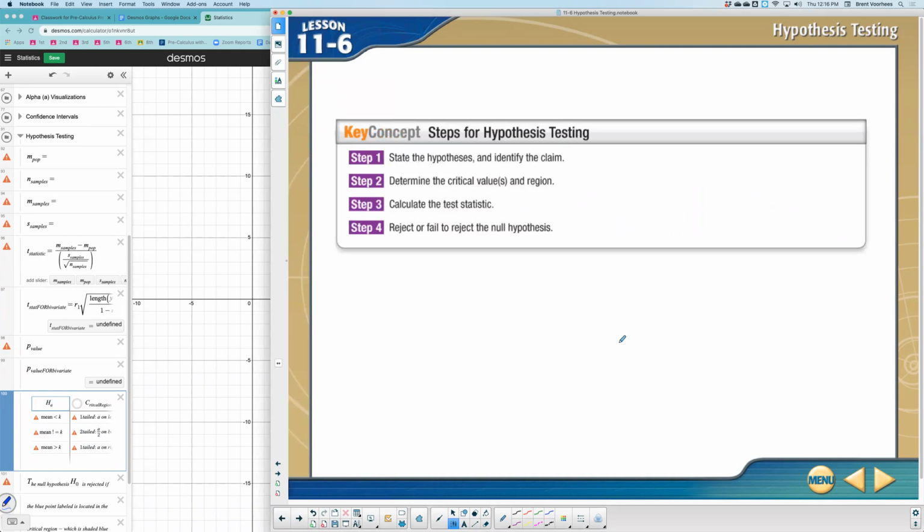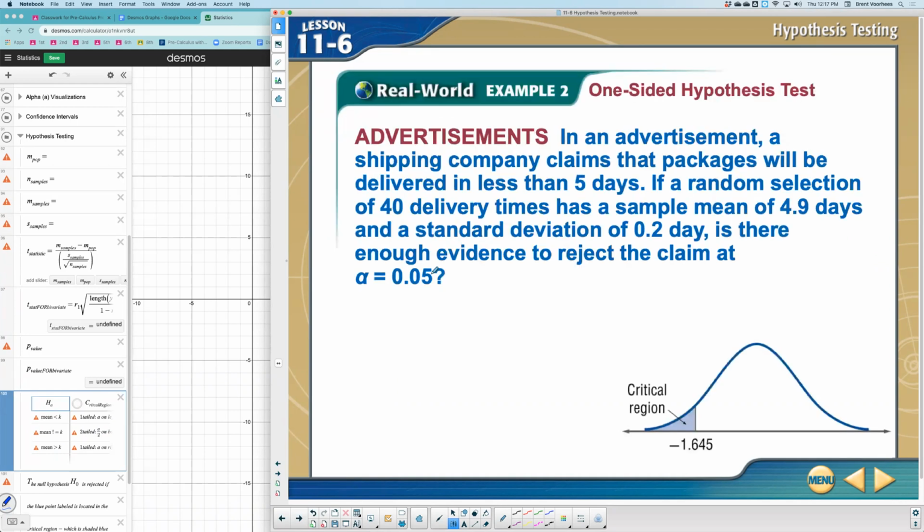All right, let's solve some of these problems. Here are some tests we've done on example 1, step 1, and now we'll come up with the other 3 steps as we go. It says, in an advertisement, a shipping company claims that packages will be delivered in less than 5 days. Let's first start with our hypotheses. The null hypothesis always is the one with the equal sign, so the mean is going to be equal to some value.